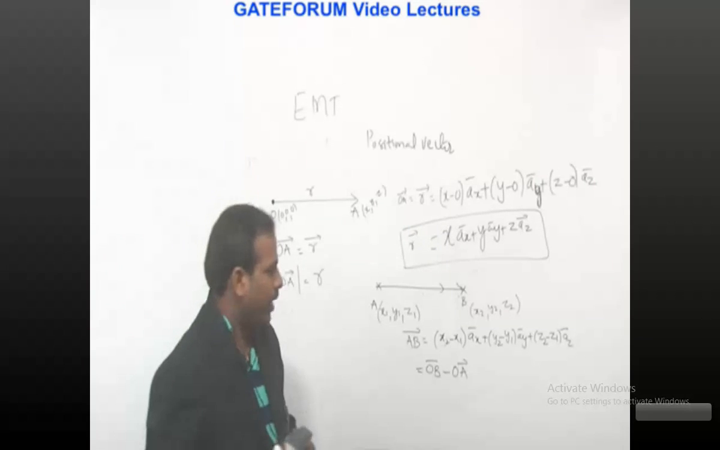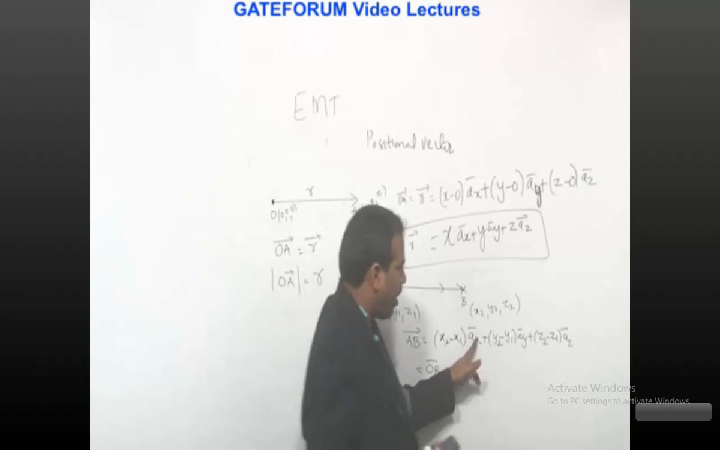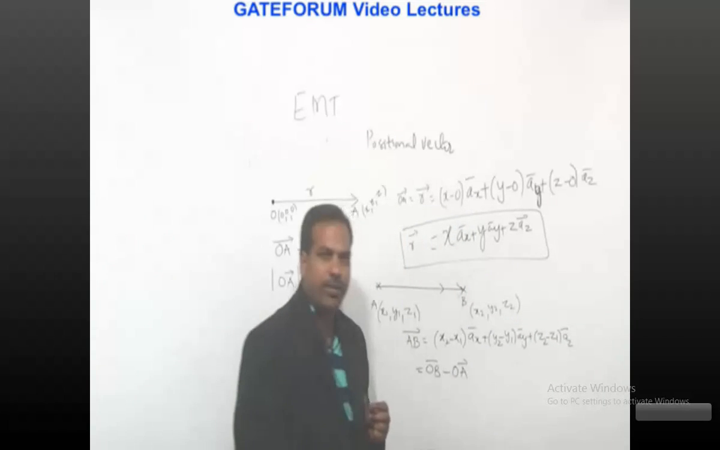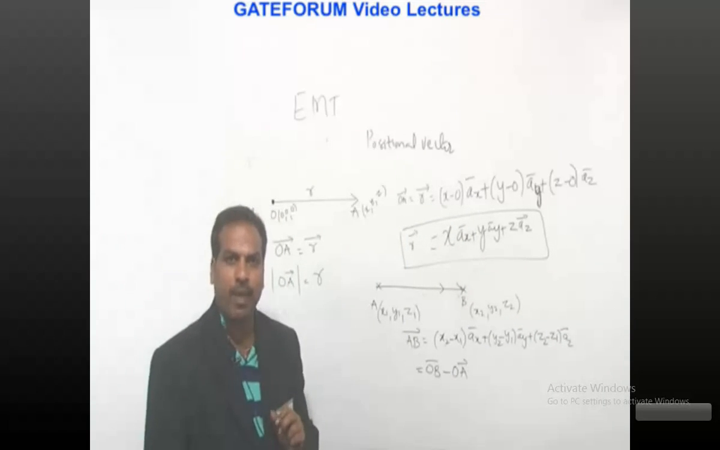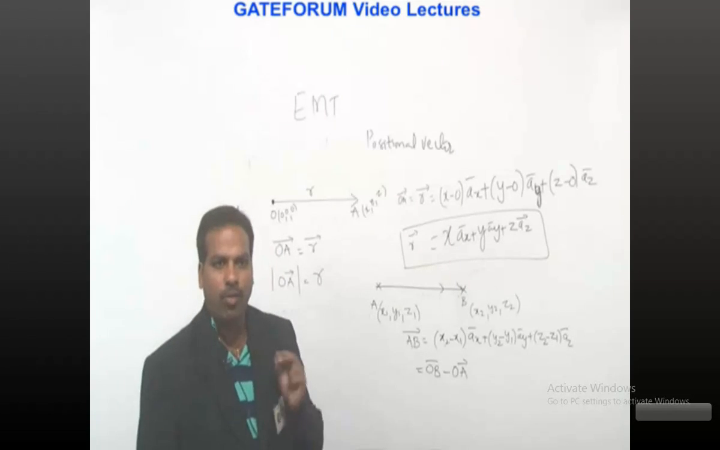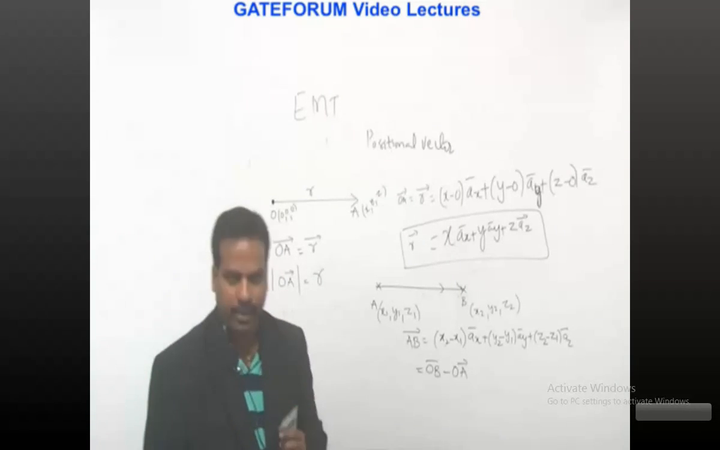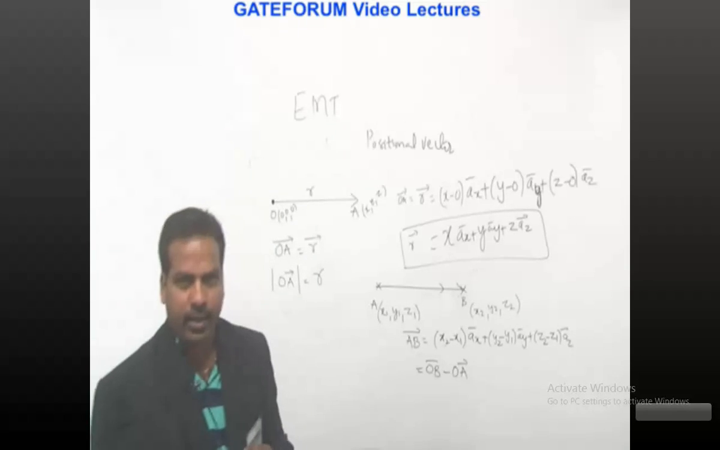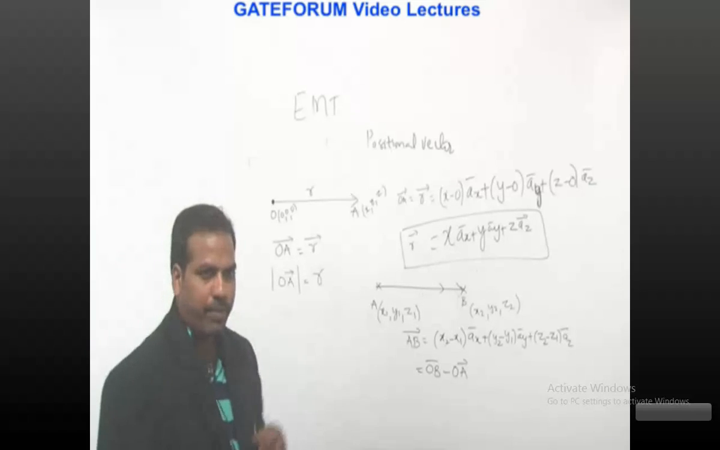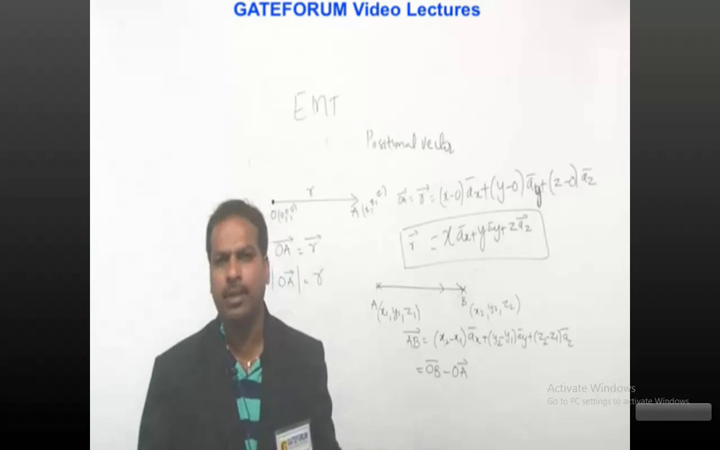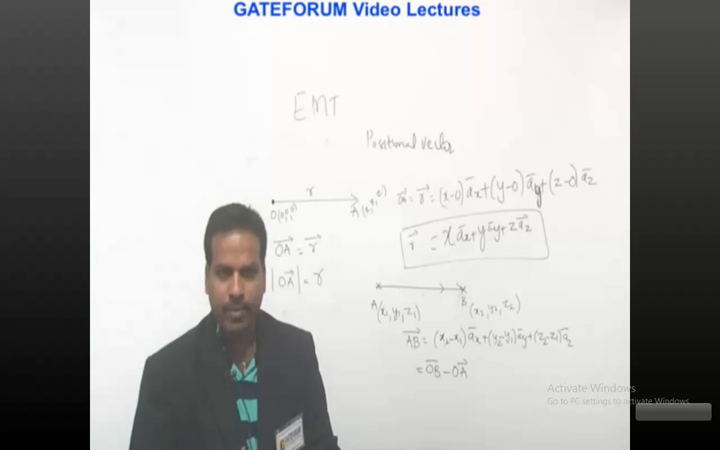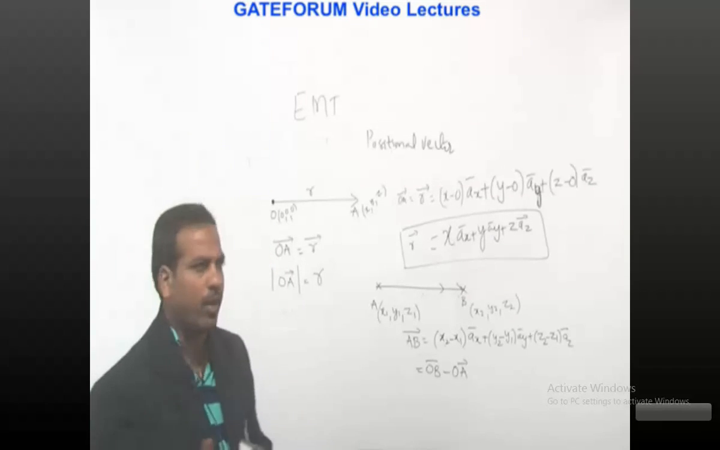I said this ax bar, ay bar and az bar are the unit vectors along the X, Y, Z directions. Now, what is a unit vector? We said a vector basically has magnitude and direction. But if I mention it as a unit vector, it's very simple: the magnitude of that vector is unity, or 1.